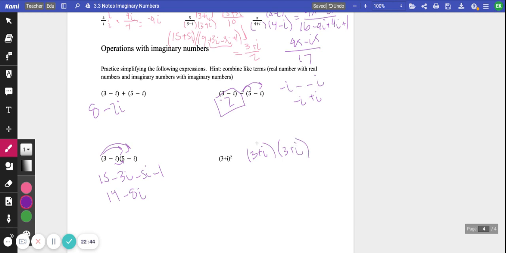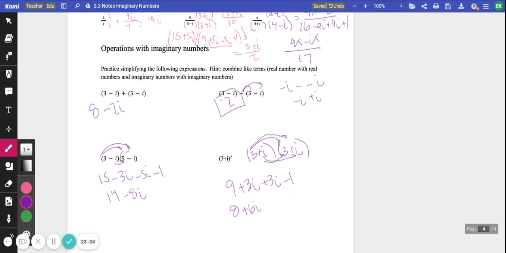Now let's multiply each piece. 3 times 3 is 9. 3 times i is plus 3i. i times 3 is plus 3i again. And i times i is negative 1. So 9 and negative 1 combine to be 8. And 3i and 3i combine to be 6i.